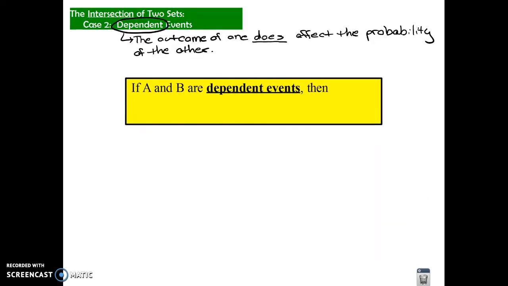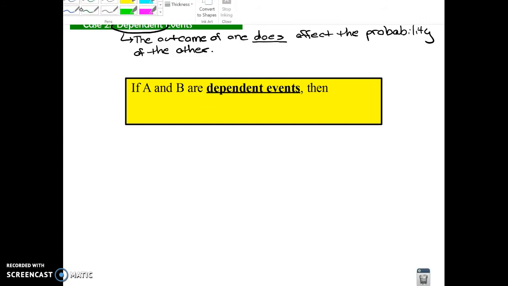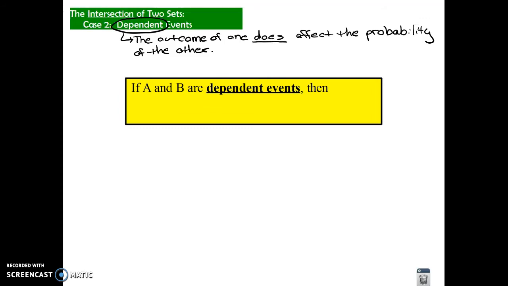Let's look now a little bit more at the case of dependent events. With 2 dependent events, the outcome of one does affect the probability of the other, so you have to account for that whenever you're determining the probability of that intersection. You're still going to use multiplication. An intersection is still an AND problem and does still lead to multiplication. You just have to modify the second probability to take into account what happened with the first event.